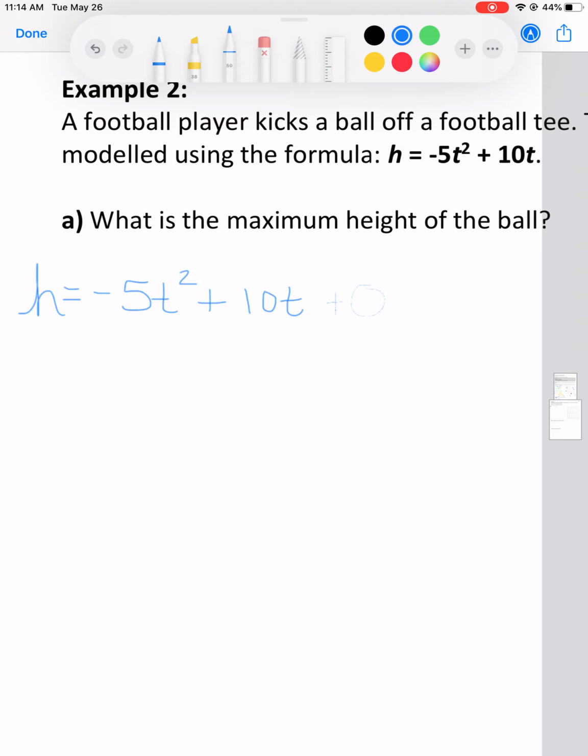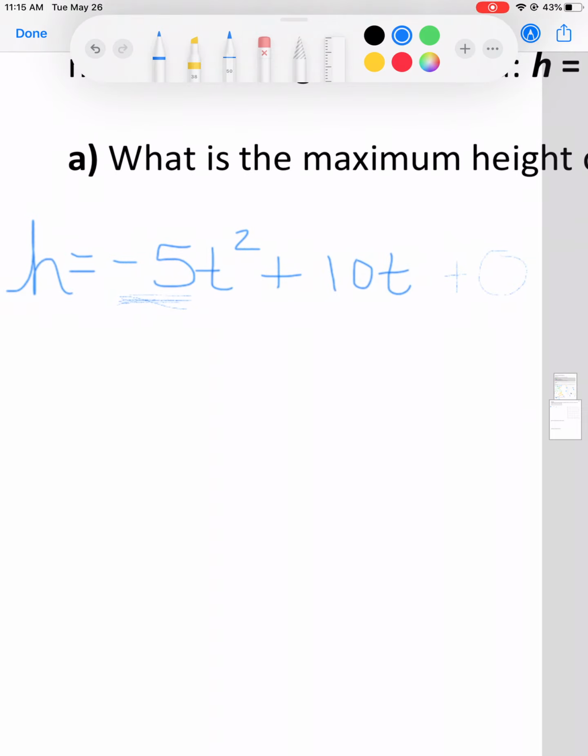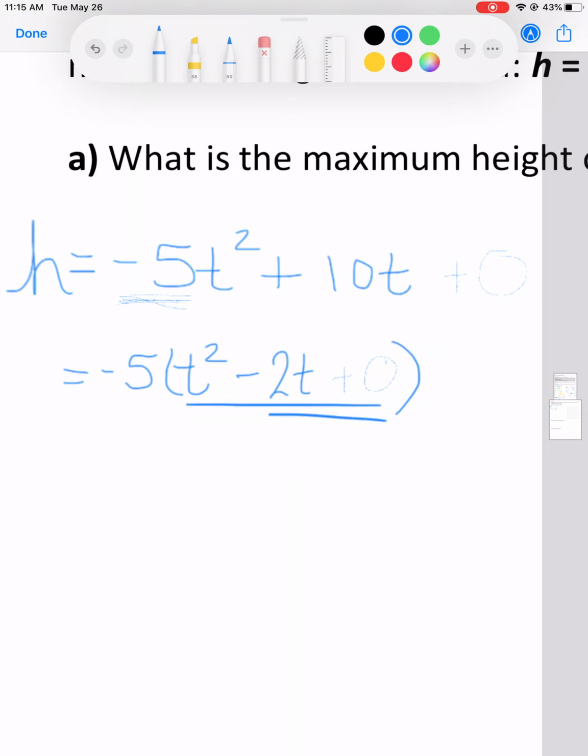So the first thing I'm going to do is common factor, meaning I'm going to take out this guy right here, this negative 5. Again, I'm not going to get you guys to do that. When it comes to the factoring part, I'm going to just show you what the equation is. So that means our new equation is going to read negative 5 bracket t squared, 10 divided by negative 5 is negative 2t, and then plus 0. Okay, some of you might need it, some of you might not. That's okay. So this is what we're factoring right here.